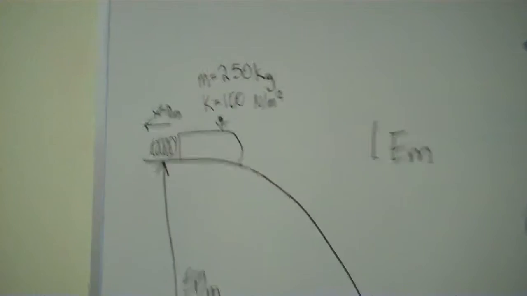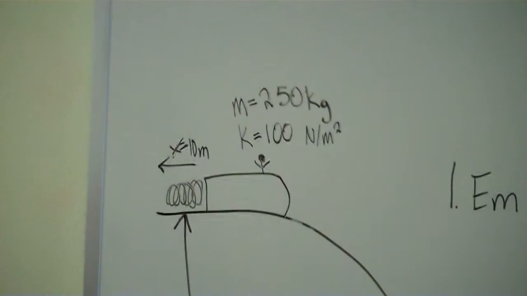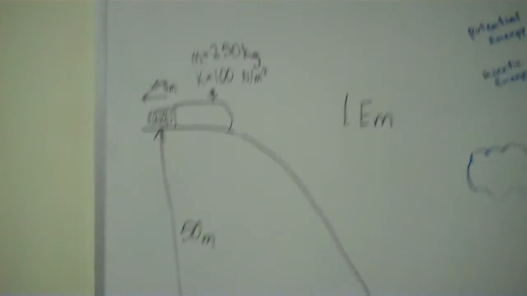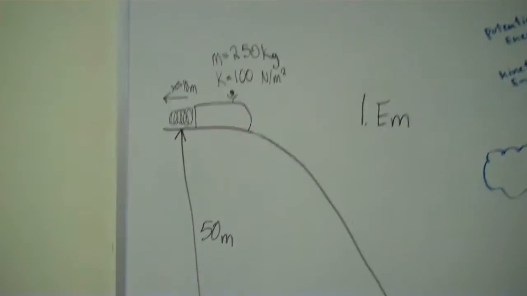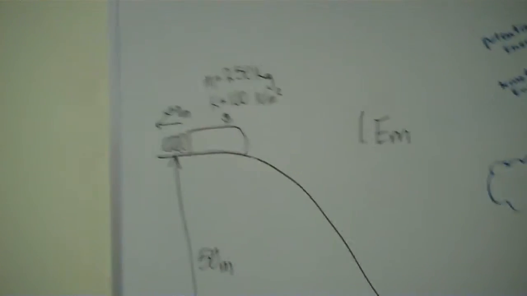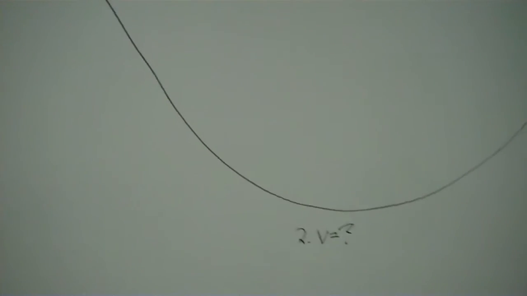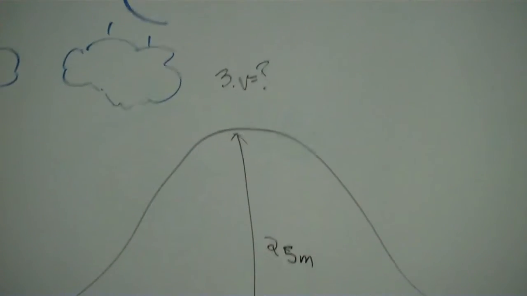Okay, now here is the problem you guys will be doing. It is a roller coaster problem. So you need to find the mechanical energy at the top, the initial starting point of the roller coaster, the velocity at point 2, and at the top of the roller coaster.